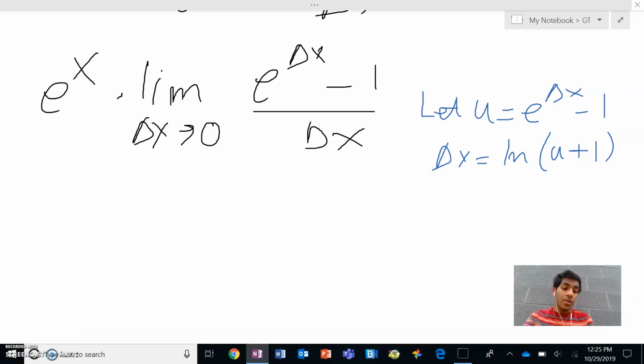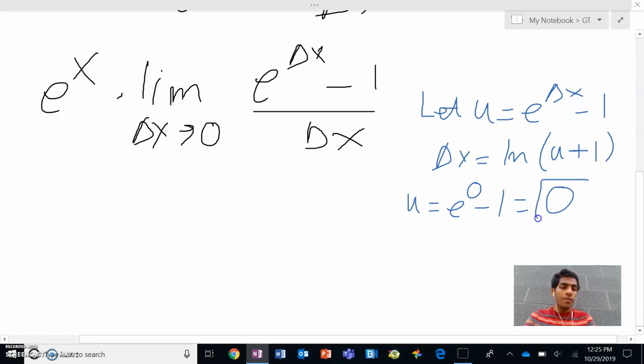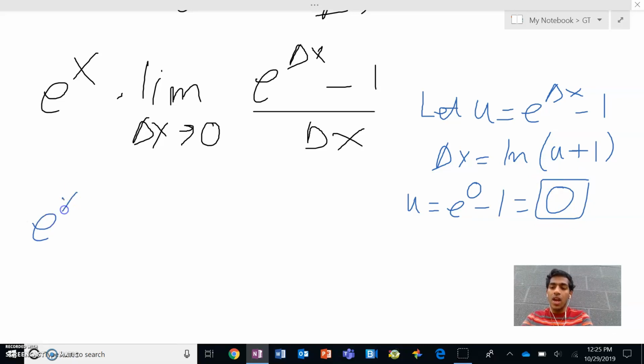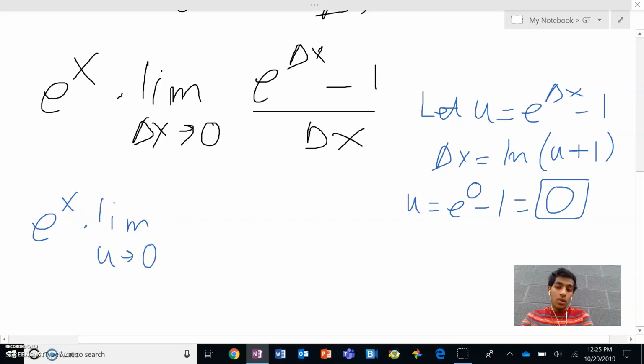And of course, I gotta change the limit as well, because 0 belongs to delta x and not u. To find that, I'll just substitute my values: e raised to 0 minus 1, which just gotta be a 0. So now, my new limit is e raised to the x times the limit as u approaches 0 of u over the natural log of u plus 1.